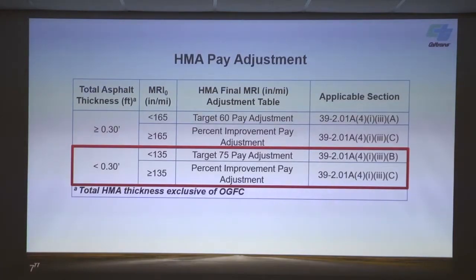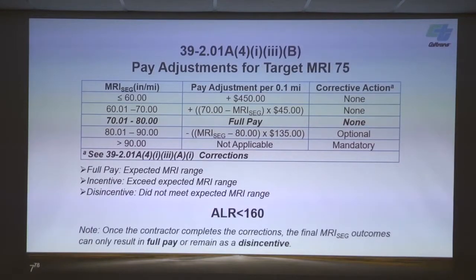Okay, so when you open up these specs, one of the first tables you come to is the section that says you're going to figure out what pay table you have to use. There's the table that covers what we just talked about on the previous slide, greater than and less than 135. We have sections A, B, and C. It's 75 or PI, it's B and C. And here's the table with the adjustments. This is the 75 target table.